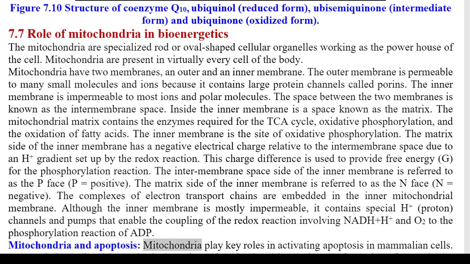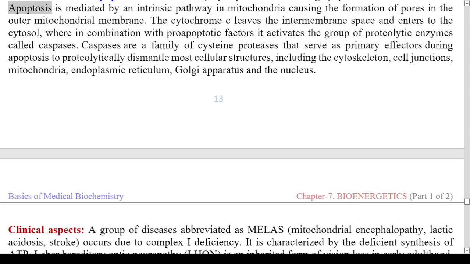Mitochondria and apoptosis. Mitochondria play key roles in activating apoptosis in mammalian cells. Apoptosis is mediated by an intrinsic pathway in mitochondria causing the formation of pores in the outer mitochondrial membrane. Cytochrome c leaves the intermembrane space and enters the cytosol, where in combination with pro-apoptotic factors it activates the group of proteolytic enzymes called caspases. Caspases are a family of cysteine proteases that serve as primary effectors during apoptosis to proteolytically dismantle most cellular structures, including the cytoskeleton, cell junctions, mitochondria, endoplasmic reticulum, Golgi apparatus, and the nucleus.